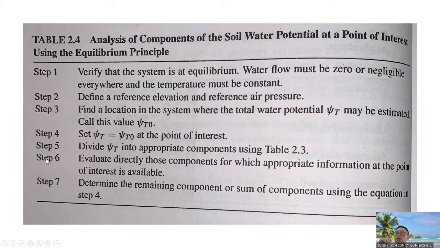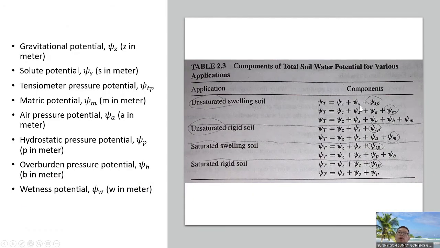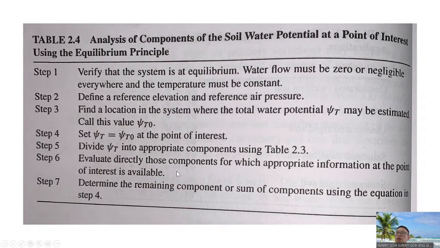Okay, and step 6, evaluate directly those components for which appropriate information at the point of interest is available. So we look at this equation, the components. There are so many components. We have to determine one by one of these components. Let's say we choose unsaturated swelling soil, and let's say we choose equation number 2. So WT equals the gravitational potential plus the solute potential plus the air pressure potential plus the matric potential. Okay, so we must be able to determine one by one of these potentials. Okay, that's step 6.